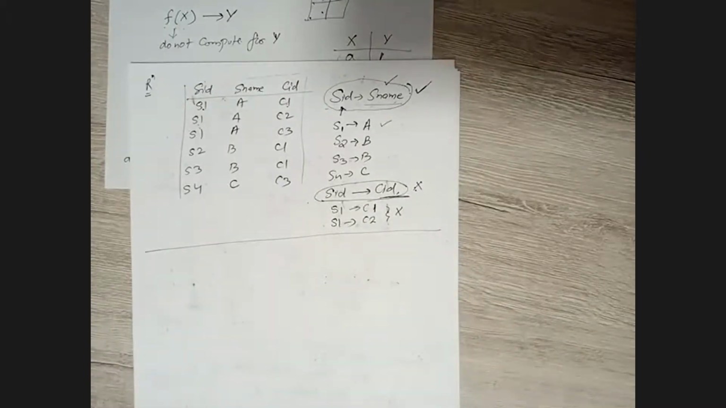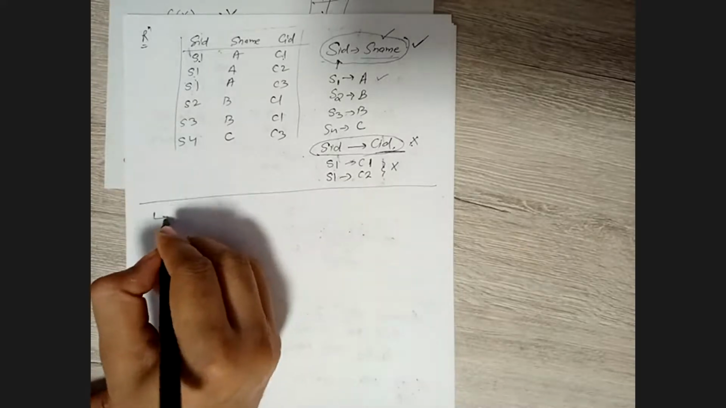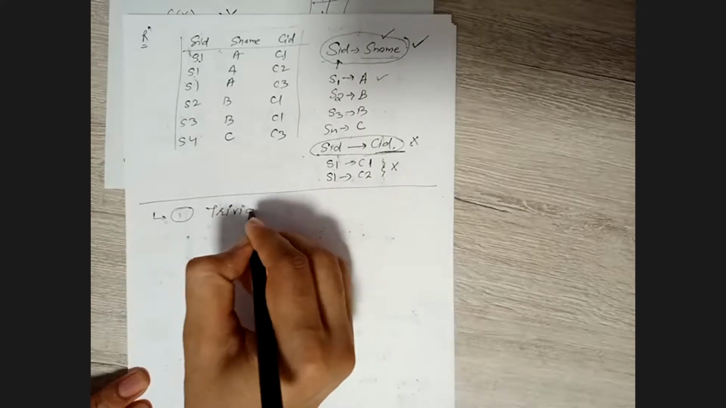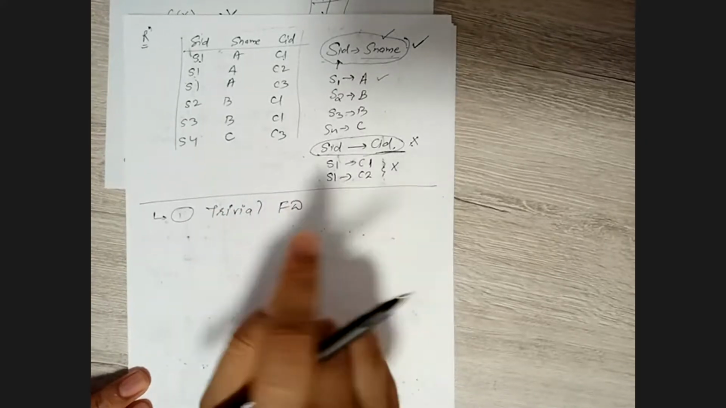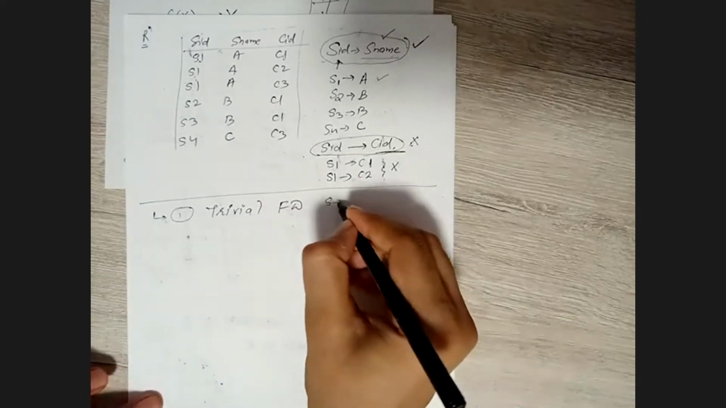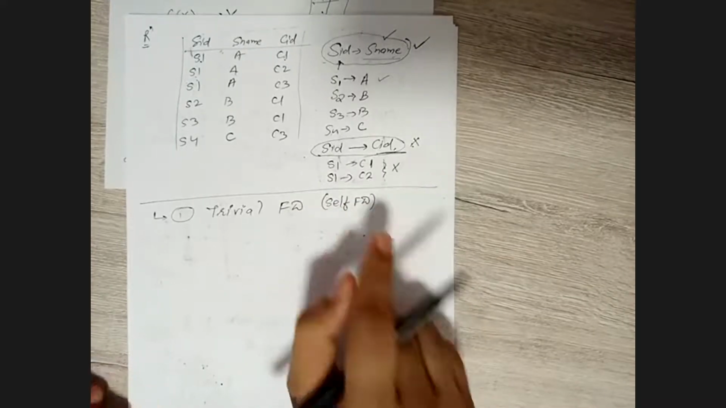Now, since we have understood functional dependencies, we have several different types of functional dependencies in the database. Understand those. The first one is trivial functional dependencies, trivial FD. In short, I'm writing FD for functional dependencies. We sometimes also call this a self functional dependency.